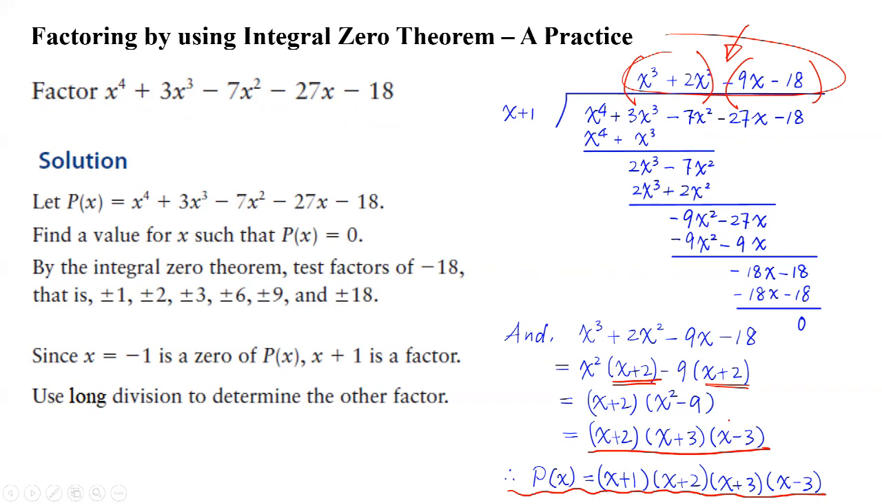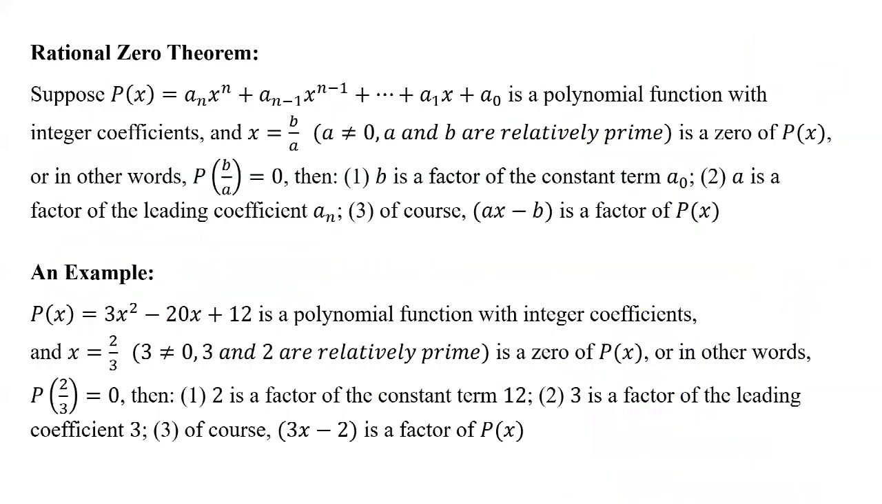Do you understand? All right, let's have a look at a similar theorem which is called the rational zero theorem. The rational zero theorem states that suppose P(x) is a polynomial function with integer coefficients and x equals b over a, which is not 0, and a and b are relatively prime, is a zero of P(x). Or in other words, P(b/a) is 0. Then we have the following conclusions.